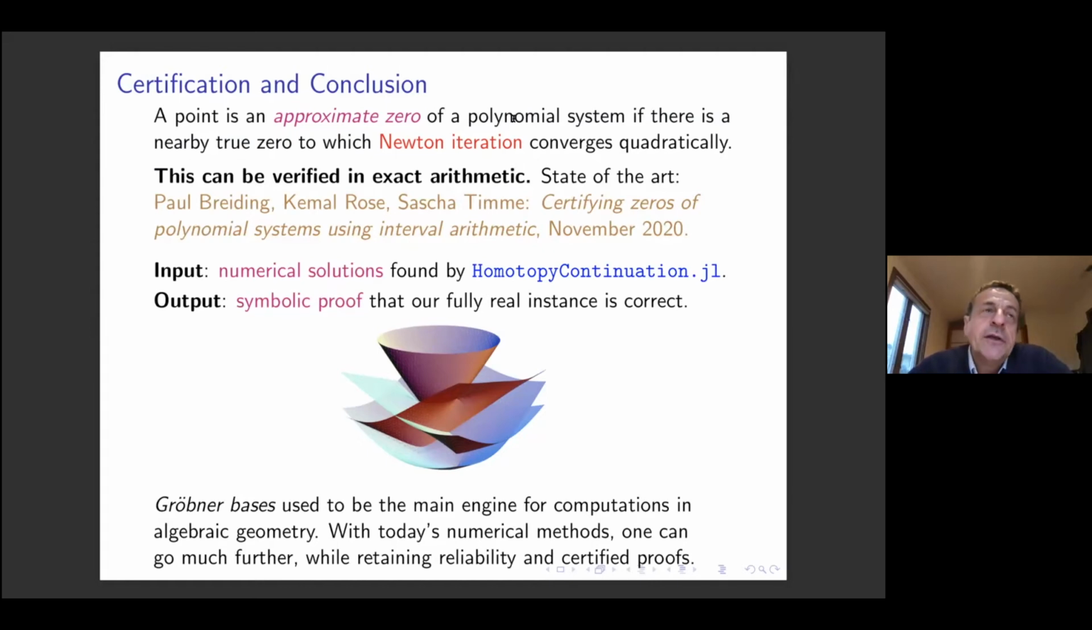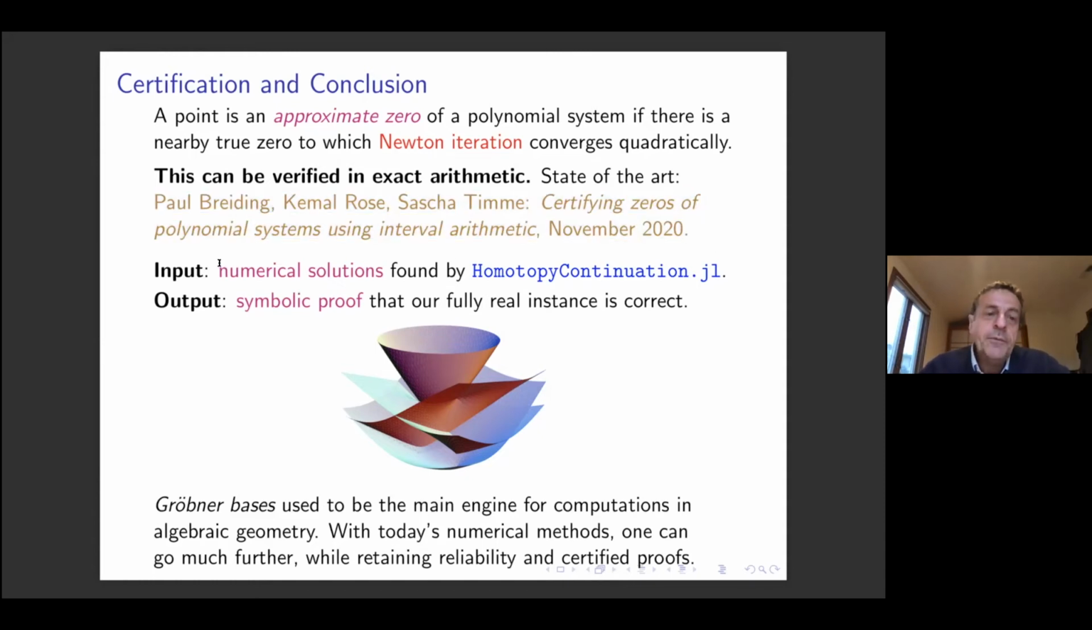So until about a year ago, the state of the art of this was Smale's alpha theory, Stephen Smale's alpha theory, and an implementation of this given by Sottile and Hauenstein. And that's what we used in the original paper. In the meantime, there's a better version using interval arithmetic. So the state of the art of a posteriori certification is this article by Breiding, Rose, and Timme from November.